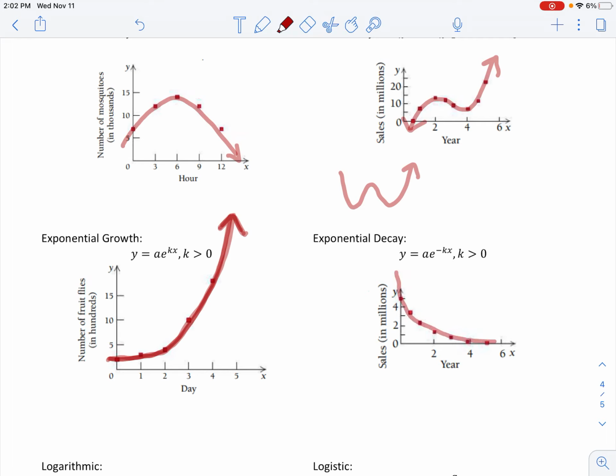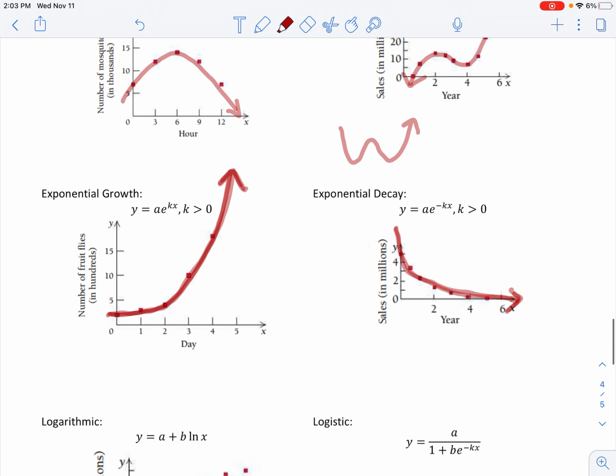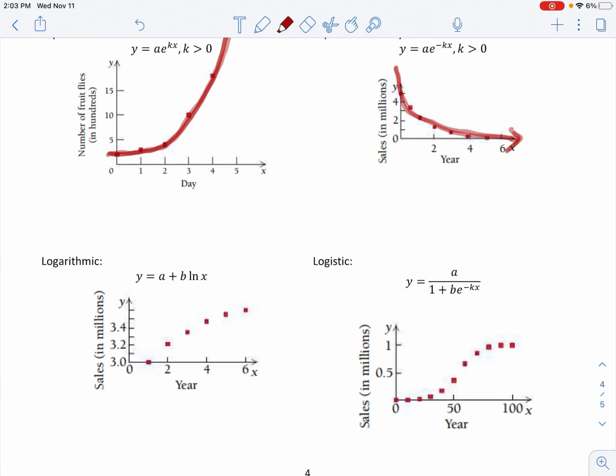But this is a shape of an exponential growth function, and this is an exponential decay. This is going down. You keep on taking half and half and half of something. Could be a different rate. But I just wanted to show you a couple of the shapes.